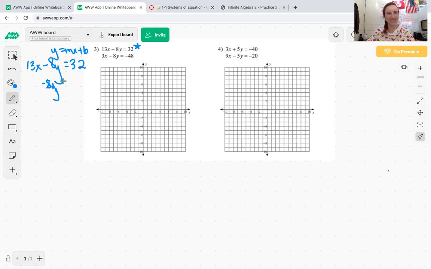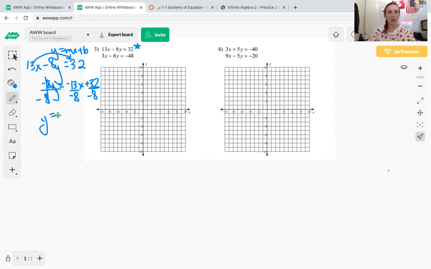Negative 8y is equal to, and now we want our 13x to come over here to be where that mx is, so it becomes a negative 13x. And we drop down our plus 32. Now we're still going to solve for y, so it's not quite by itself yet. So now I have to divide everybody here by that negative 8. So negative 8, negative 8. So the negative 8s cancel, and y equals.